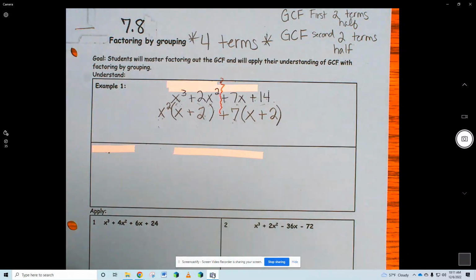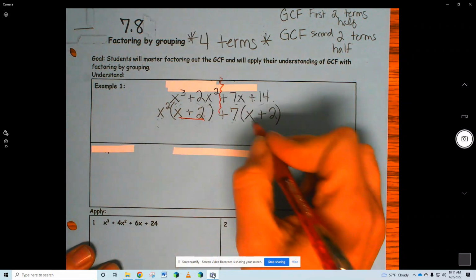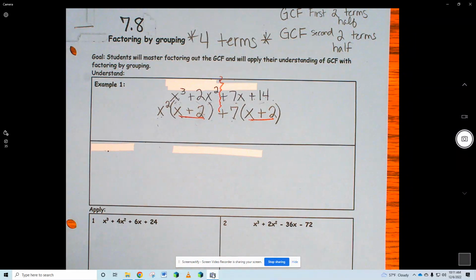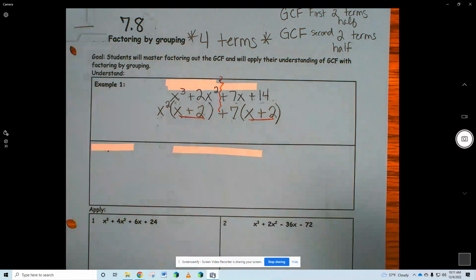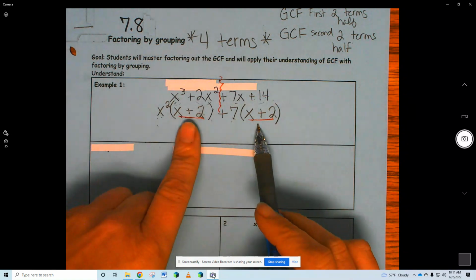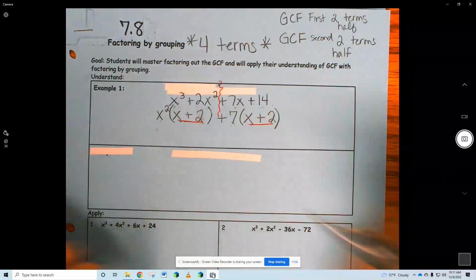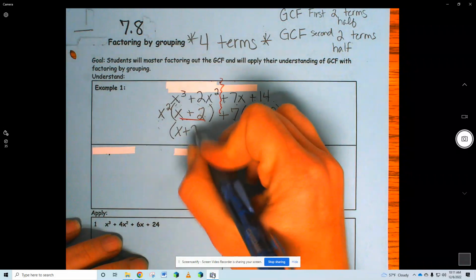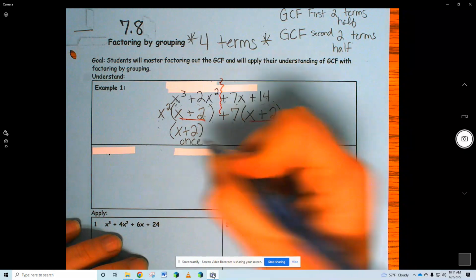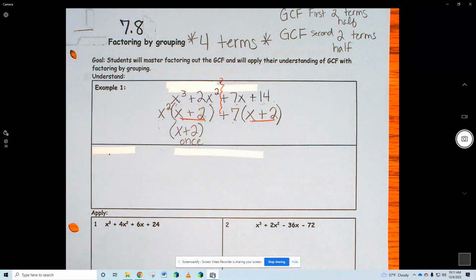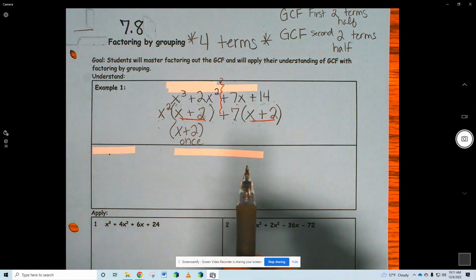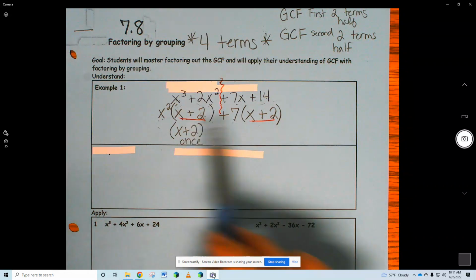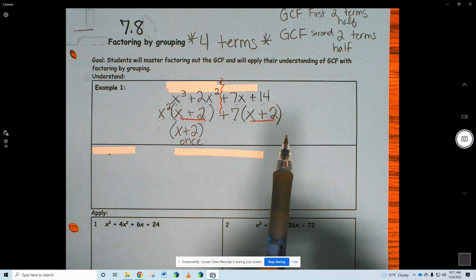Now, as you can see, there's something in common. This x plus 2, that's the GCF of both of them. And since that's the GCF, I'm going to go one step further and take out more of what I can. If this x plus 2 is the GCF in common, I'm going to write it only once. I physically see two of them, but I only need to write it once because the x plus 2 is the same thing in both.